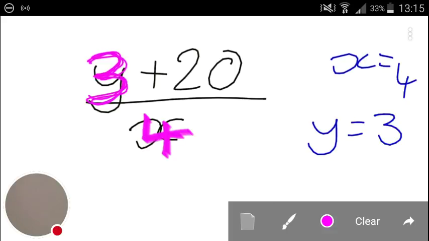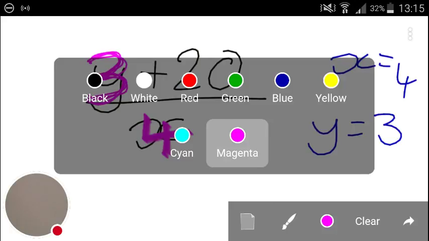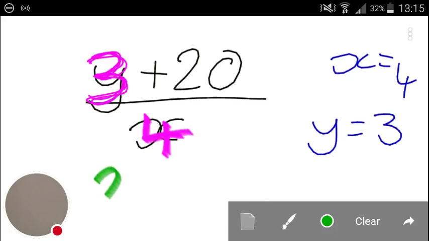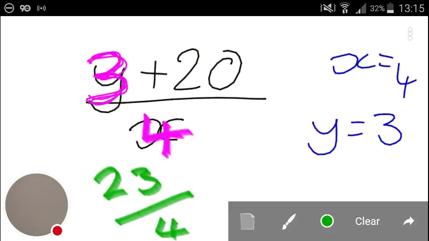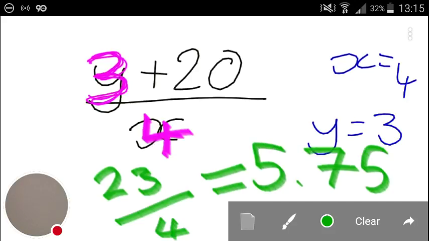Now 3 plus 20 gives you 23. So we now have 23 over 4. And if we use our calculator, 23 over 4 gives us 5.75. So the solution to the second one is 5.75.